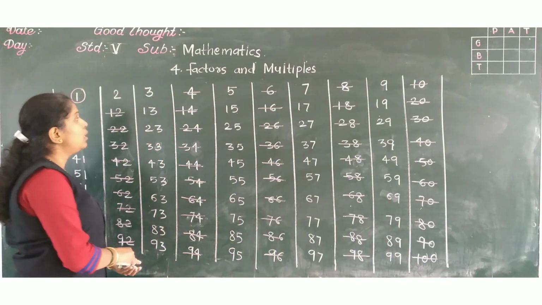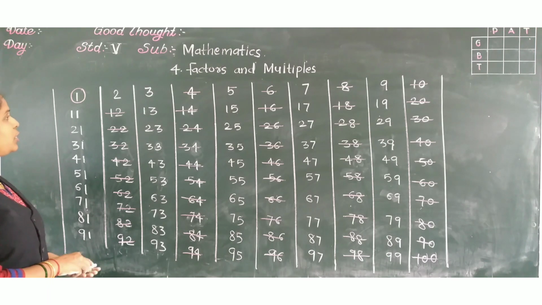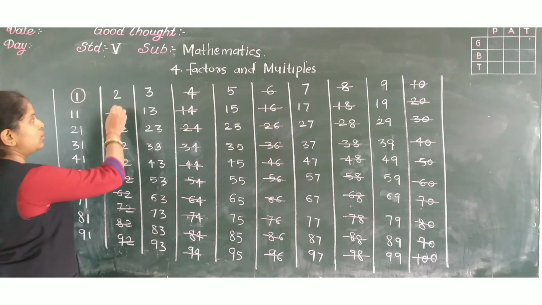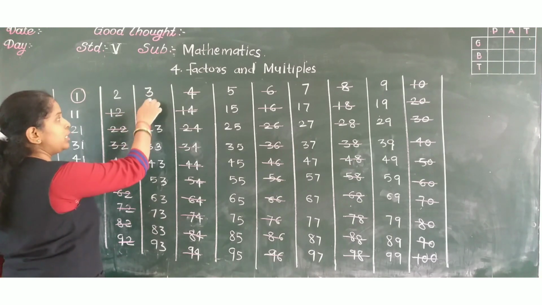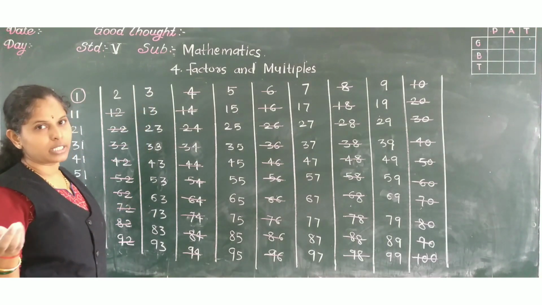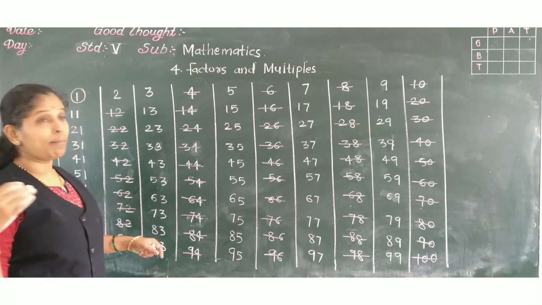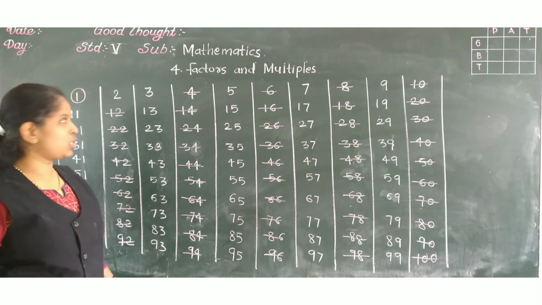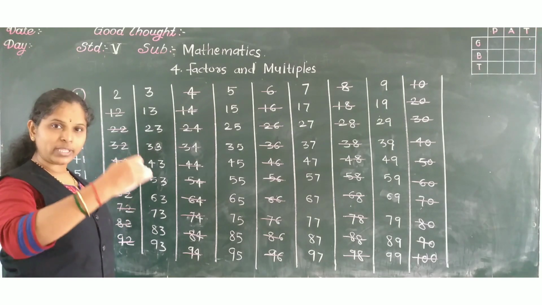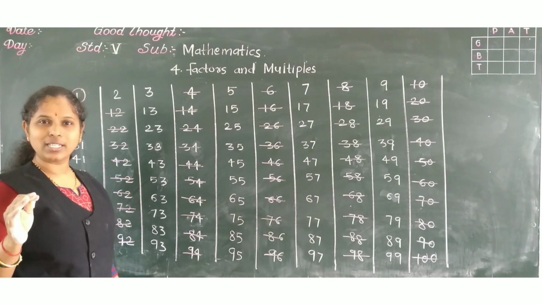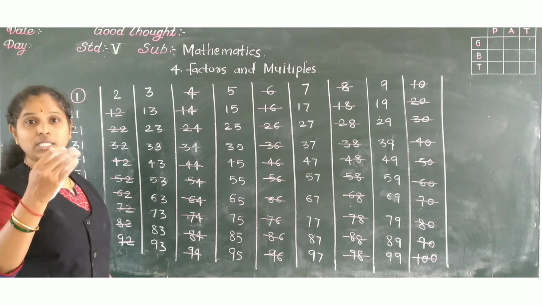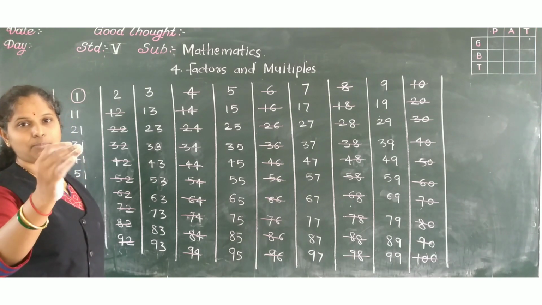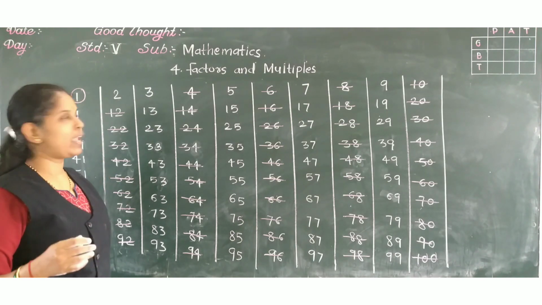Okay, now next, which is there? 3. 2 is a prime number, and 3 also we cannot divide, so 3 is a prime number. Now which are the multiples of 3? You will have to cross those out. You can go with the steps of 3. Students, do you understand steps of 3? 3 plus 3, 6 plus 3, 9, like that.